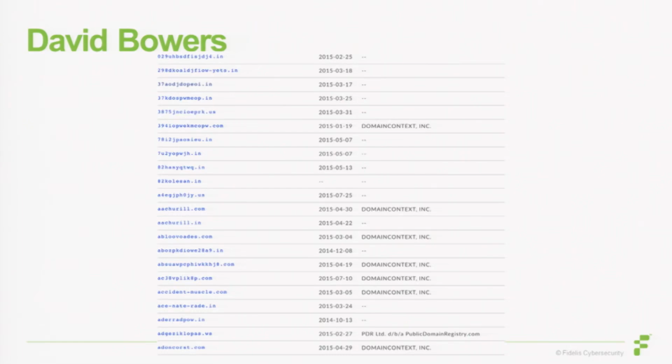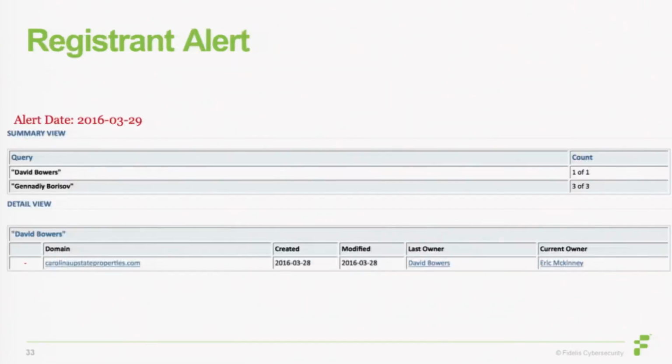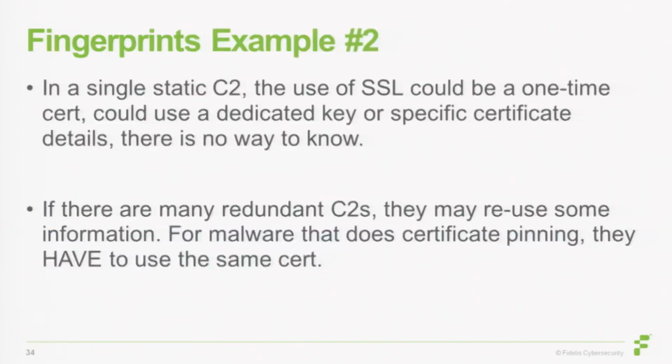and say, okay, I know this individual's involved in this, and now I was able to track him to other campaigns, right? And this is an example of a registrant alert email, for David Bowers and Gennady Borisov. Both are used by the same person. Registered this one day. CarolinaUpstateProperties.com, which is Angler off the top of my head, but I could be wrong, right? So it gives you a lot of information that you could work with.